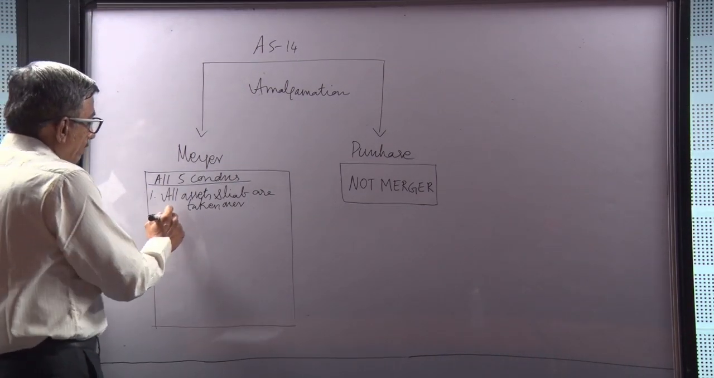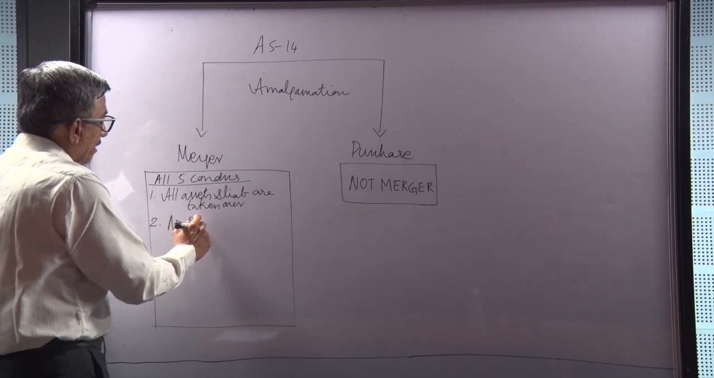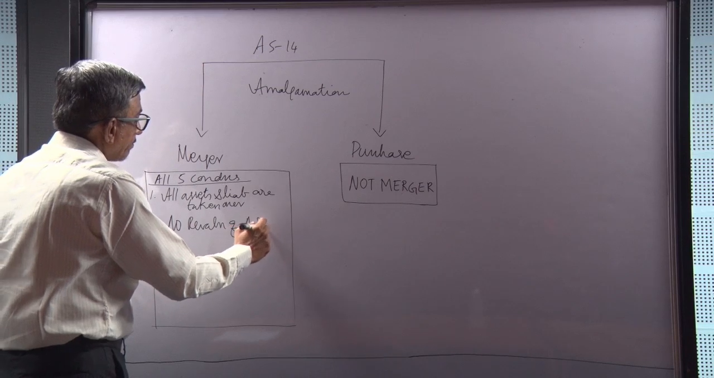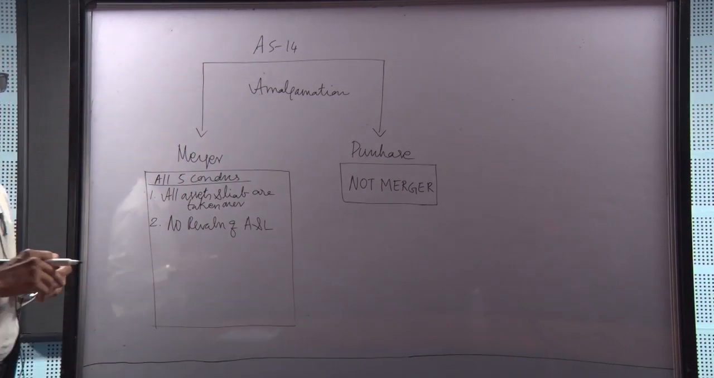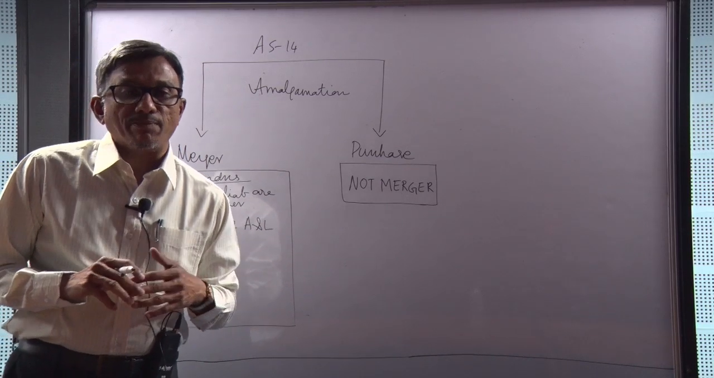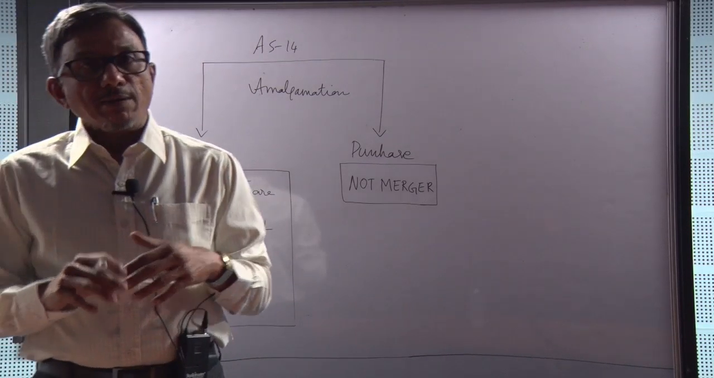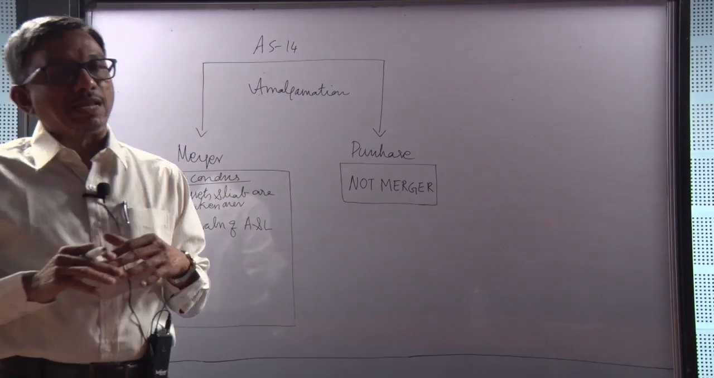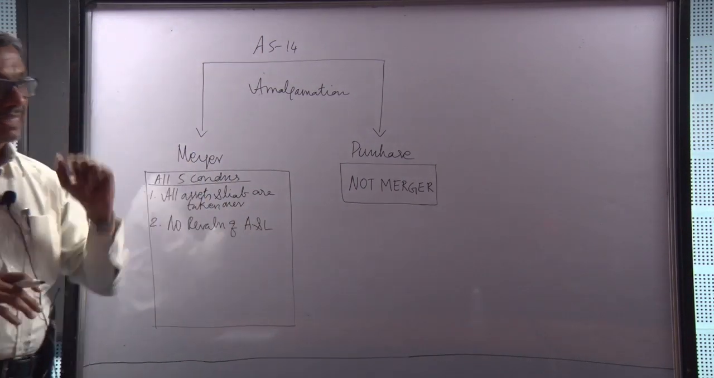Number 2, no revaluation of assets and liabilities. In other words, all the assets and liabilities of the vendor company should be taken over by the purchasing company at book value. There should not be any change in the values of the assets or liabilities taken over. That is the second condition.